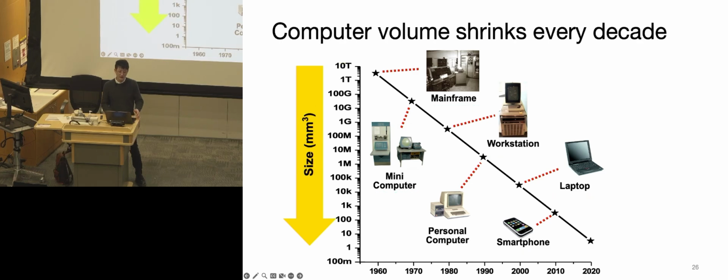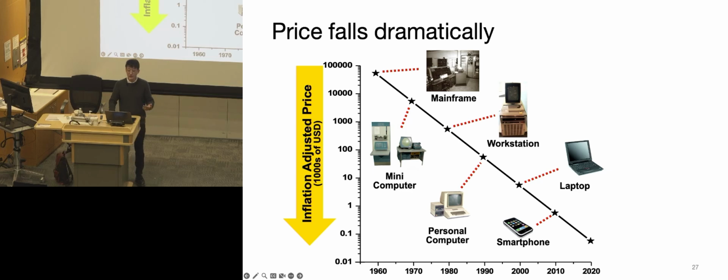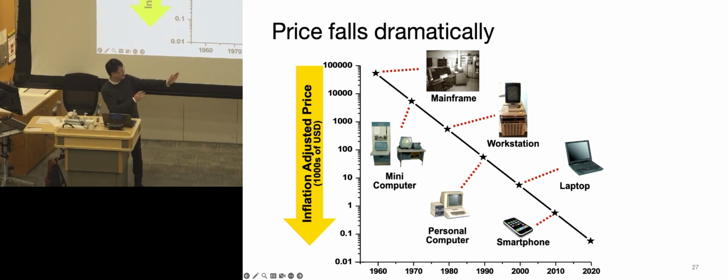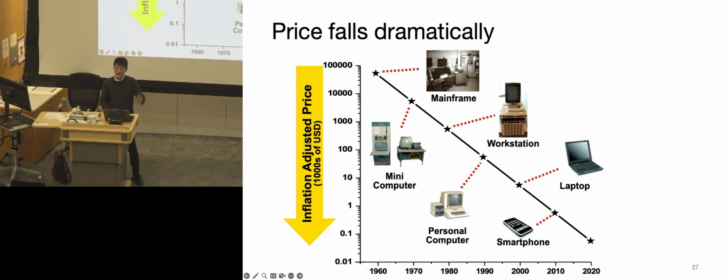Next is the volume: the size shrinks every decade. Basically, things became smaller and smaller, so that you are able to carry them and fit more in a given space. And of course, the price falls dramatically. I don't have to remind you of these, but this is already adjusted and in log form, and just look at how things are changing. That's quite amazing compared to any other more traditional industries.